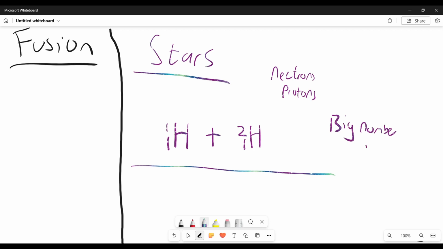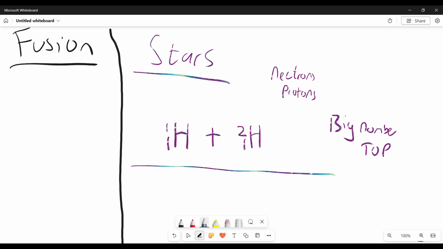Big is better, big is higher, so big number higher goes on the top, okay? You need to remember that. If you get these numbers the wrong way around, you will be deducted, because the bottom is proton and the top is your mass.